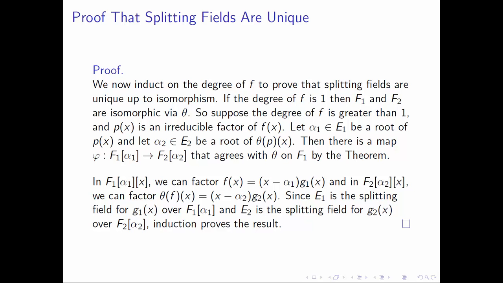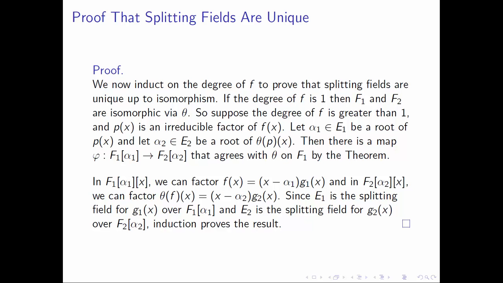So let's see here. Since E1 is the splitting field for g1 of x over F1 adjoined alpha 1, that's something that we need to check, that E1 should be the splitting field for g1 of x. I think the idea is if there was a smaller splitting field for g1 of x, then we would have a smaller splitting field for the whole polynomial f of x, and that would contradict that E1 is the splitting field. So since E1 is the splitting field for g1 of x over F1 adjoined alpha 1, and similarly E2 is the splitting field for g2 of x over F2 adjoined alpha 2, what we want to do is apply induction.